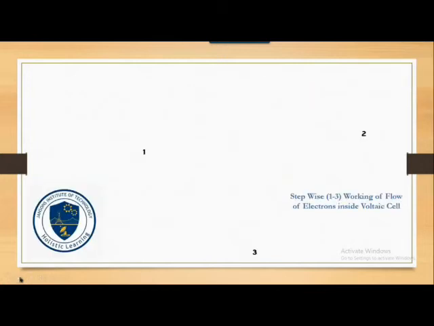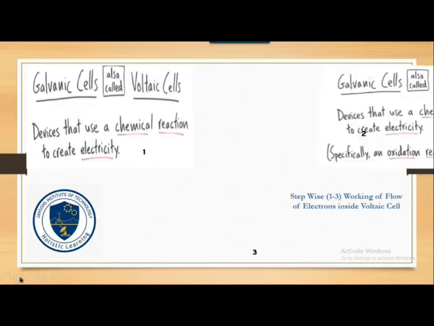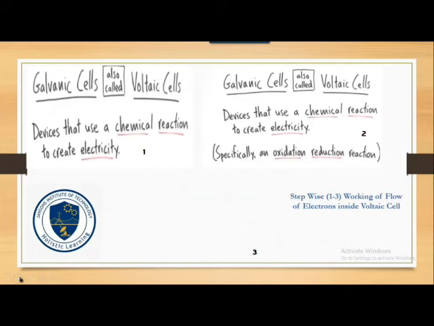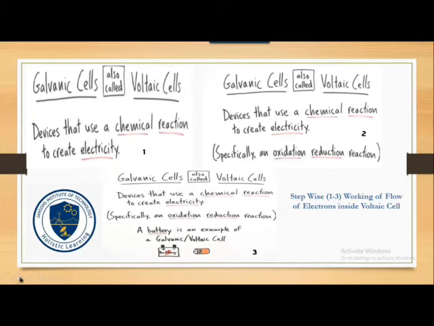Now, we will see the working of voltaic cells and their process of converting chemical energy into electrical energy. Voltaic cells are also called galvanic cells. Galvanic cells are devices that use a chemical reaction to create electricity. Specifically, the type of chemical reaction used here is an oxidation-reduction reaction. It may seem like a totally new device, but you use it almost every single day in your life. Yes, it's a battery. A battery is an example of a galvanic or voltaic cell.